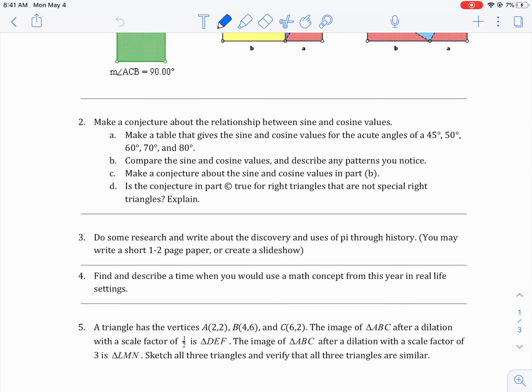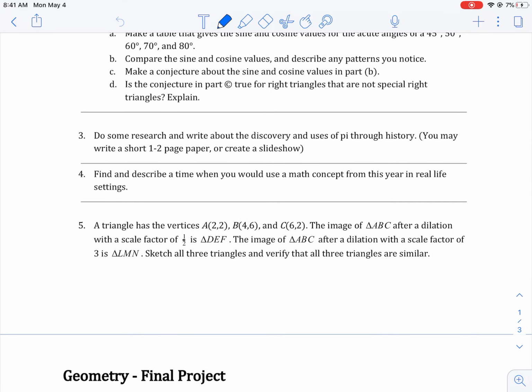Number 2 is from the book, make a conjecture about the relationship between sine and cosine values. So it kind of gives you step-by-step how to do this, and some questions to answer. Number 3, do some research and write about the discovery and uses of pi through history. So you can write a short paper, and I really do mean a short paper, don't go crazy. Or you can create a slideshow if you prefer that, just make sure it looks nice.